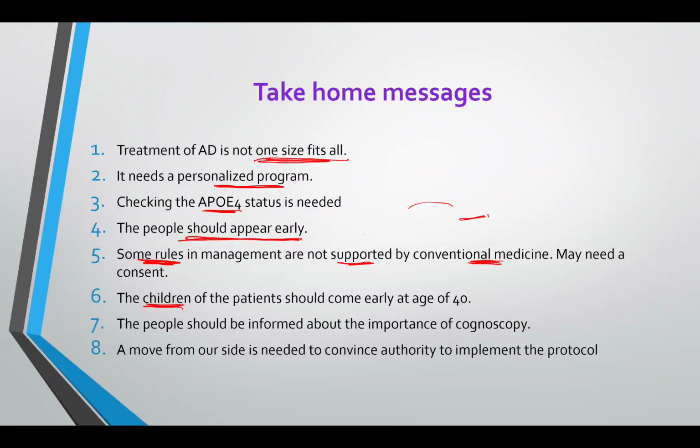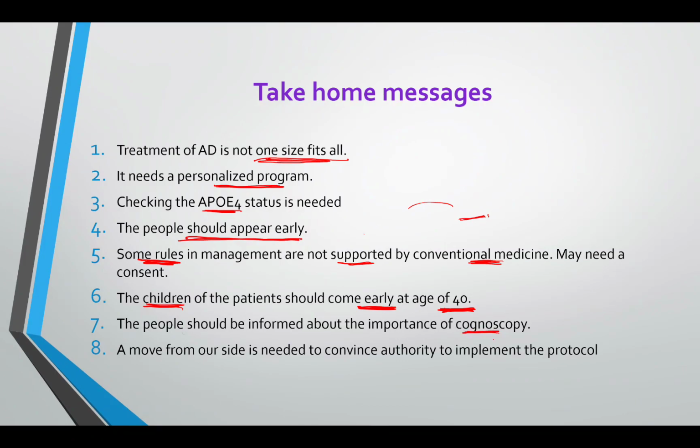The children of the patient should come early and do the cognoscopy. The word cognoscopy is similar to colonoscopy, but Dr. Bredesen called it cognoscopy, like cognitive function scope. So the children of this patient should come early, at the age of 40. However, if none of your parents have a problem and you want to check yourself, you can check by the age of 45. The people should be informed about the importance of cognoscopy that we mentioned now.